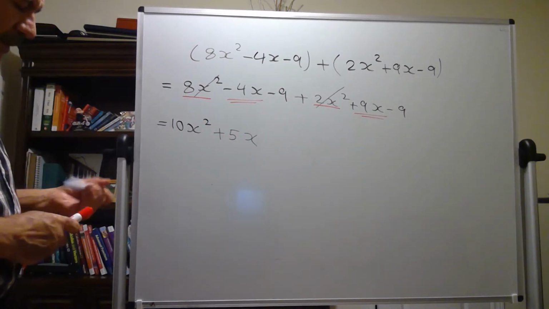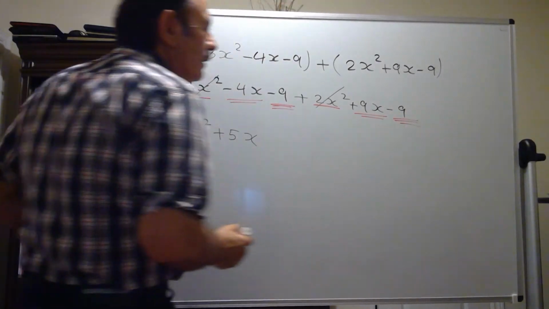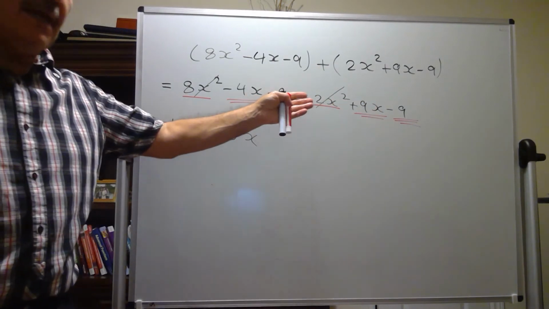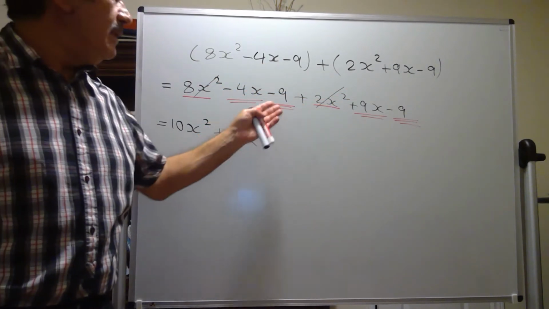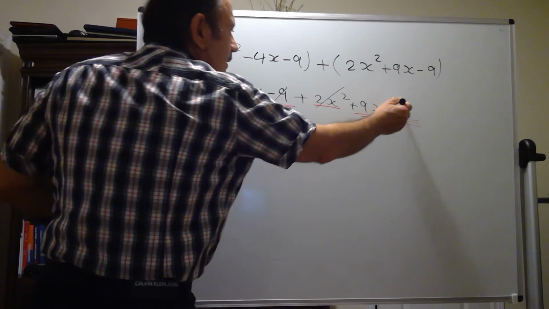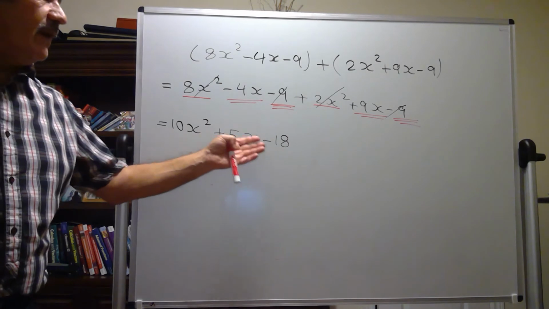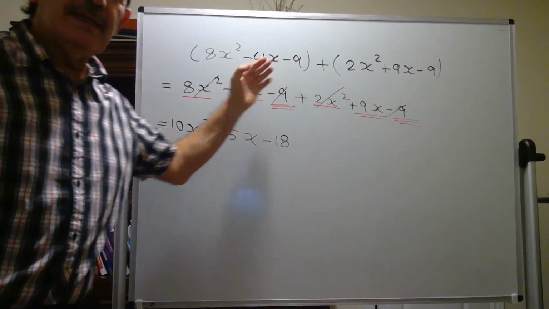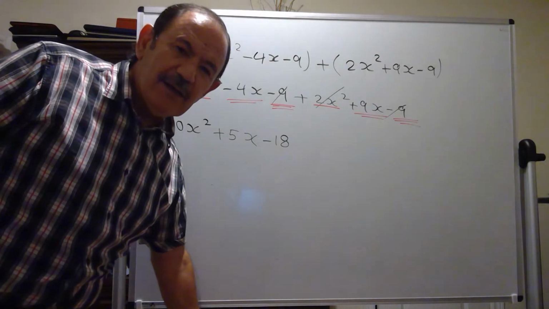And these two numbers, negative 9 and negative 9, are like terms. We can say they have the same base, which is x, with the same exponent of 0 for both of them, or simply, because both of them are numbers, we can just add them. Minus 9 and minus 9 give us minus 18. So 10x squared plus 5x minus 18 is the simplified result of the addition of these two polynomials. Now let's do subtraction of polynomials.